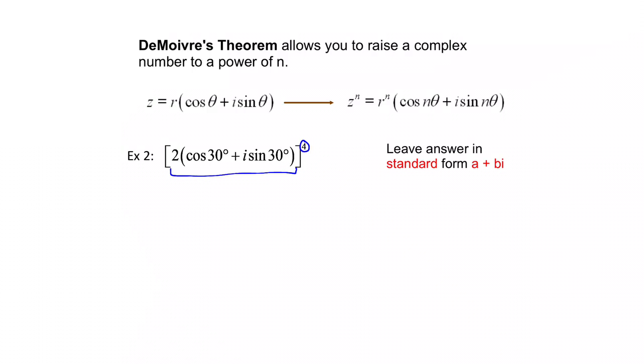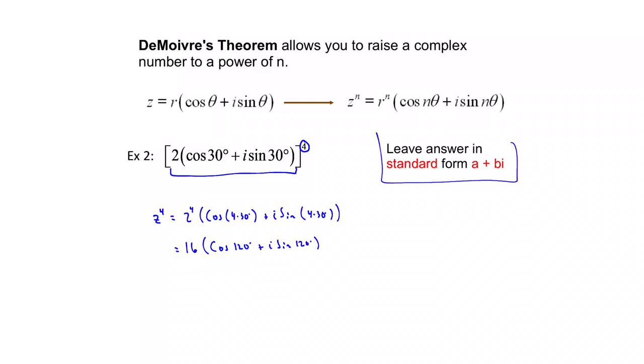So what we're going to do is take z and raise it to the 4th power. And that would be r, which is 2, raised to the 4th, times cosine of 4 times 30 degrees plus i sine of 4 times 30 degrees. So if we simplify that, 2 to the 4th is 16. Cosine of 4 times 30 is 120, plus i sine of, same thing, 4 times 30 is 120.